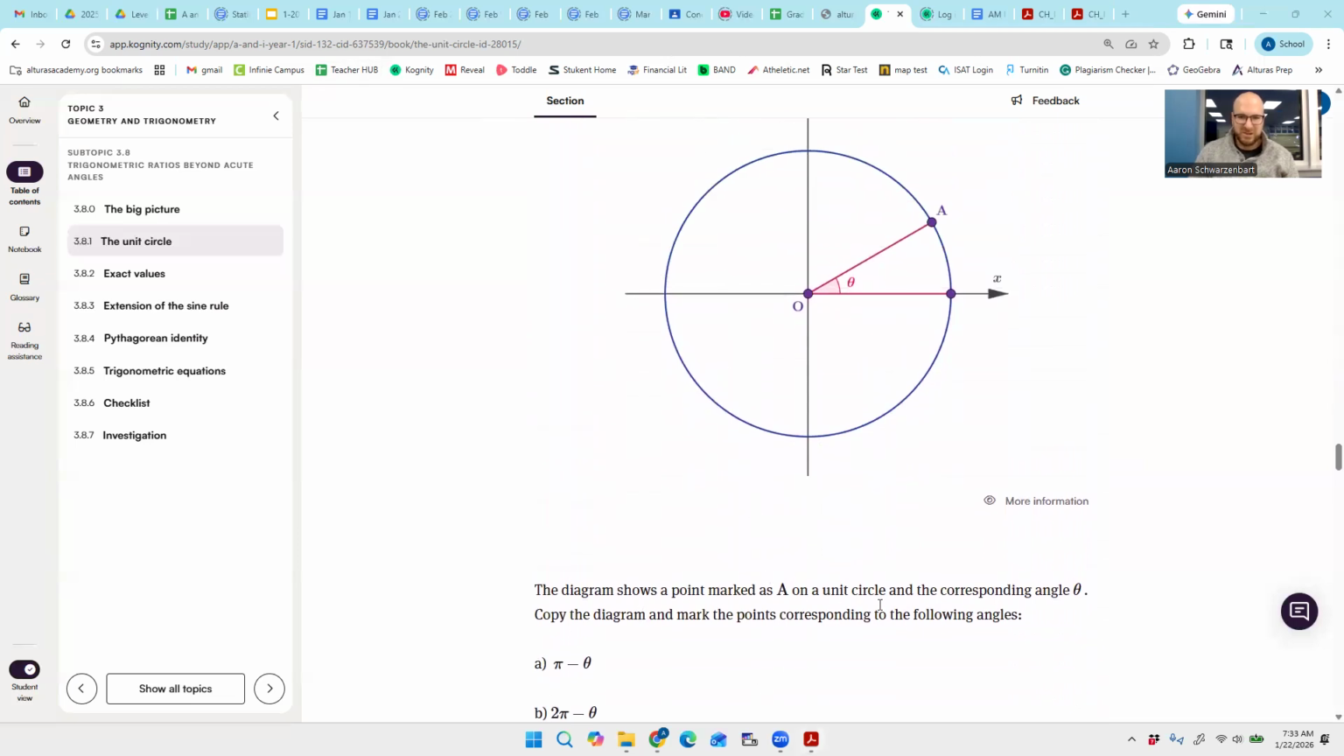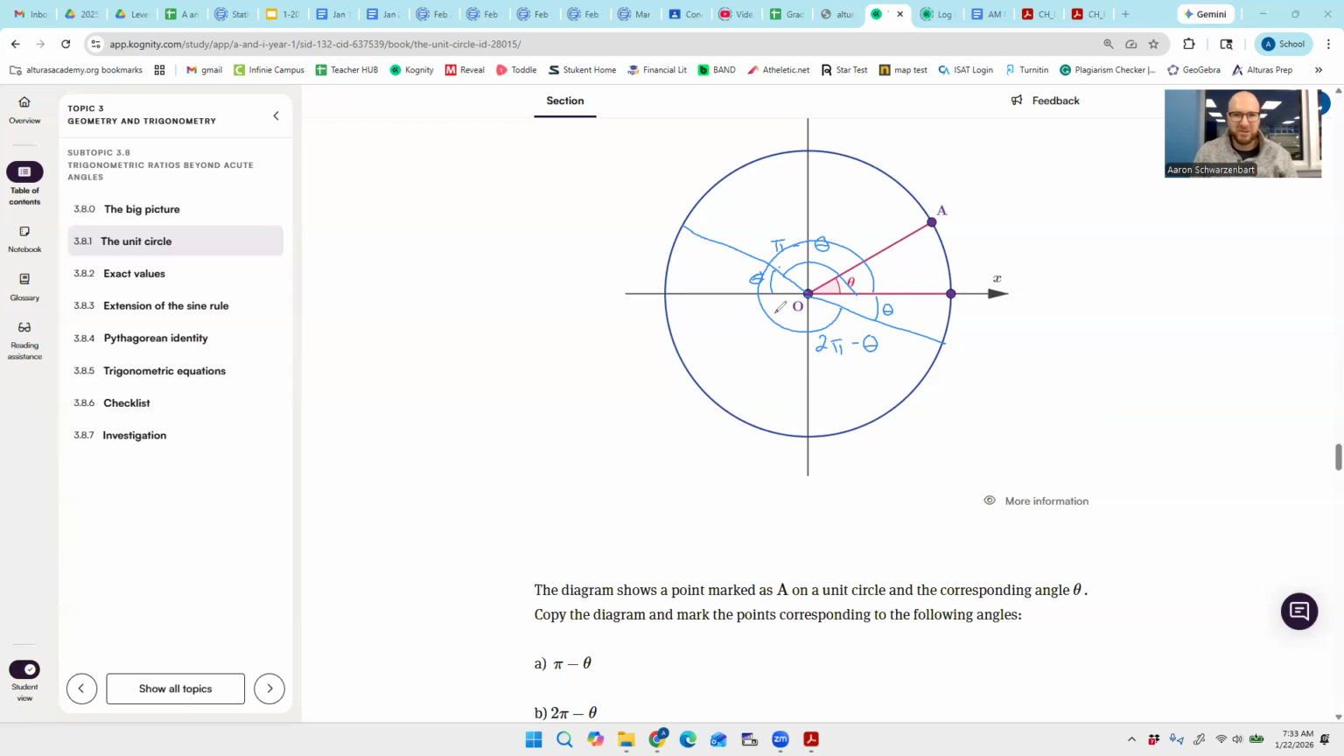Copy the diagram. It wants me to mark pi minus theta. Pi minus theta, pi being 180 degrees, this being equivalent to theta. This is pi minus theta. 2 pi minus theta is going to be down here. So those are the first two in this example.